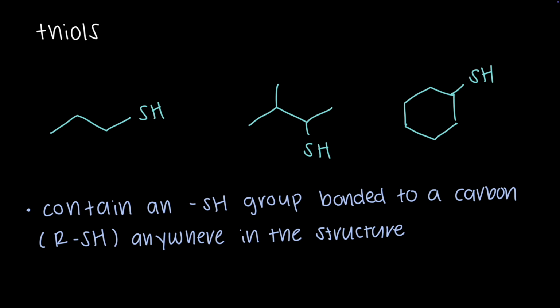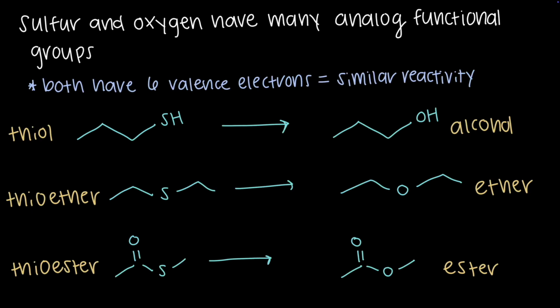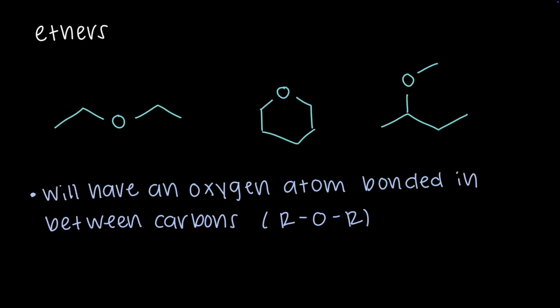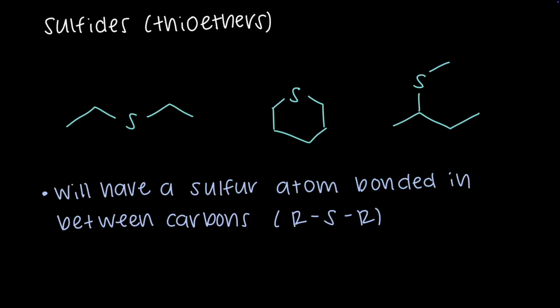Similar to alcohols, but with sulfur instead of oxygen, sulfur and oxygen will have many analog functional groups because they are both chalcogens in group 16 of the periodic table, meaning thiols are the sulfur analogs of alcohols, thioethers are the analogs of ethers, and thioesters are the analogs of esters, among others. Ethers will have an oxygen atom bonded in between 2 carbons. For sulfides, also known as thioethers, they contain a sulfur atom bonded in between 2 carbons. The sulfur here plays a role similar to oxygen in ethers.